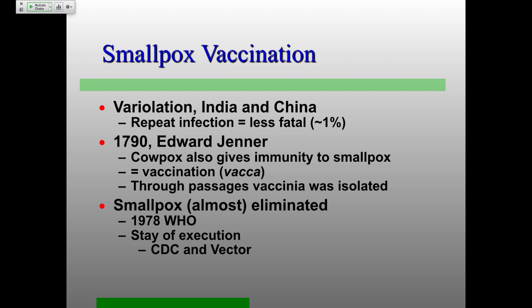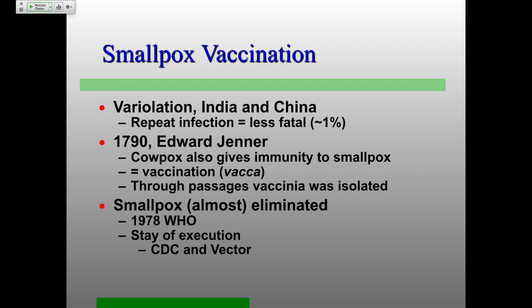But it was about that time, and this is actually pretty well known, well before Jenner, that this happened, and in fact, many people did this. They would treat themselves with smallpox, small amounts, to try and protect themselves from future disease.